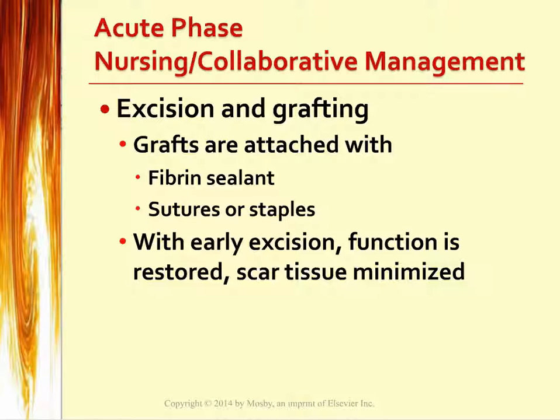Recently, fibrin sealant has been used to attach skin grafts to the wound beds. Grafts can also be stapled or sutured into place. Temporary allograft can be used to test the suitability of the recipient site to accept a graft. The allograft is then removed several days later in the OR and an autograft applied. With early excision, function is restored and scar tissue formation is minimized.